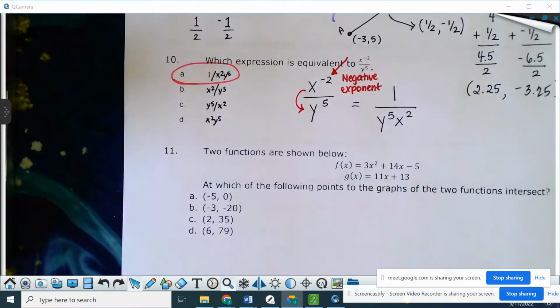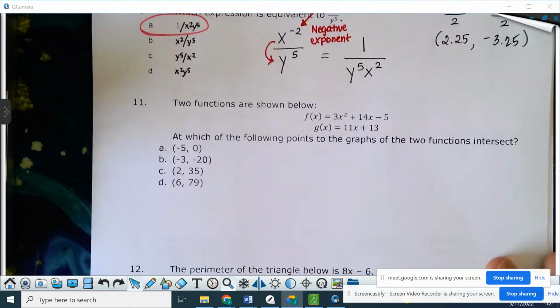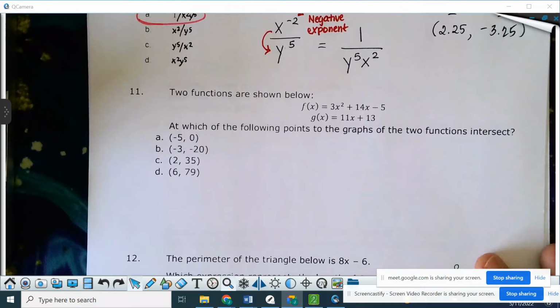D would probably be your trip-you-up answer, the misconception they're most prepared for you to make, because again, you lose the 1 on the top, and because you just don't write it all down, it becomes a numerator instead of staying in the denominator.